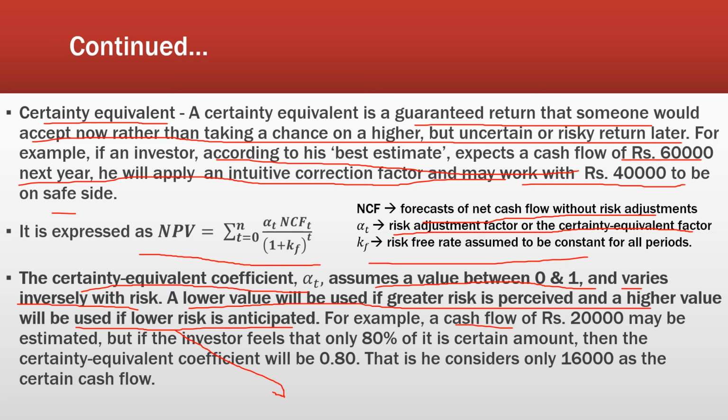For example, a cash flow of rupees 20,000 may be estimated, but if the investor feels that only 80% of it is a certain amount, only 80% of rupees 20,000 is certain, then the certainty equivalent coefficient will be 0.80. That is, he considers only 16,000 as a certain cash flow. 80% of 20,000 is rupees 16,000. That is the certain cash flow that the investor feels is the certain amount. 80% is the certain amount. That is, the certainty equivalent coefficient will be 0.80.